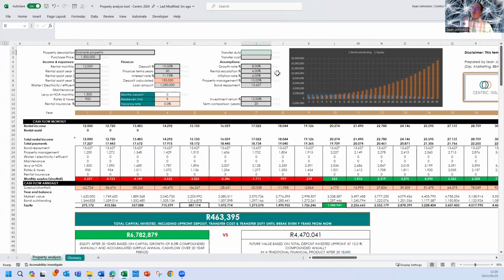The explanation: total capital invested, including upfront deposit, transfer cost, transfer duty. I've not included transfer cost and transfer duty. If you were to put in transfer cost and transfer duty, it would then factor that in. Why?